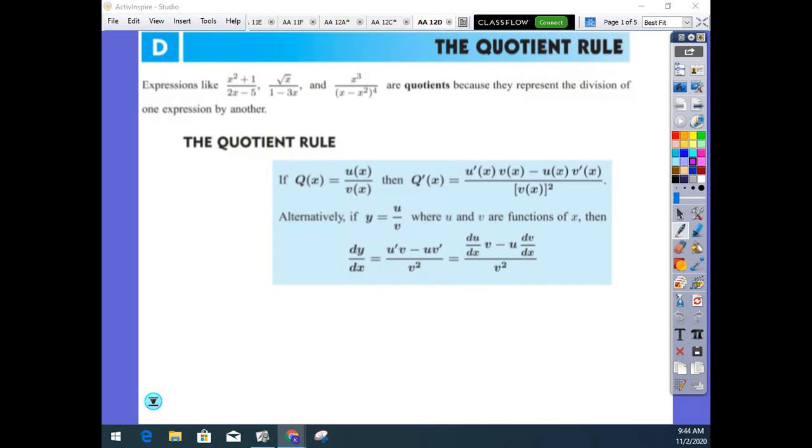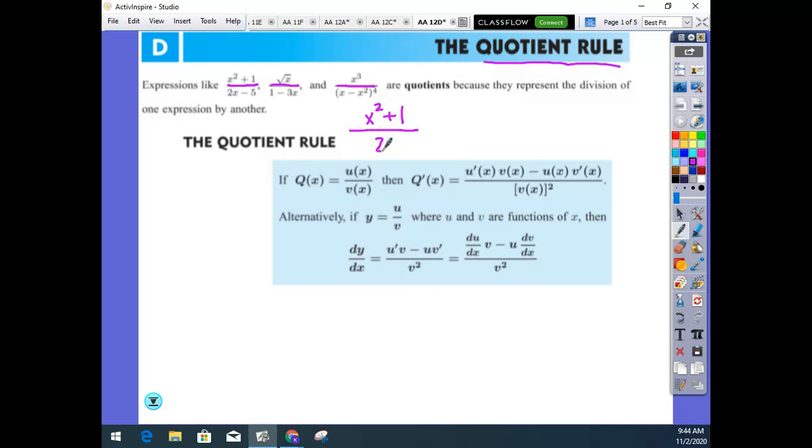AA12D is about the quotient rule. So C was all about product rule. If two things are being multiplied, use the product rule. For expressions that are being divided, we have to use the quotient rule. These are different from if I just had a single term on the bottom that we could rewrite. So if there is a plus or minus on the bottom, this is where we have to use quotient rule.